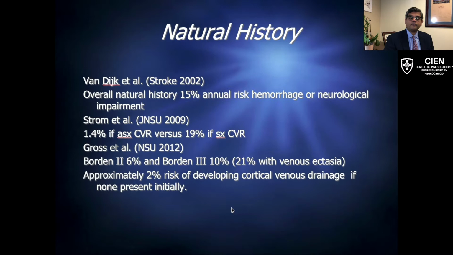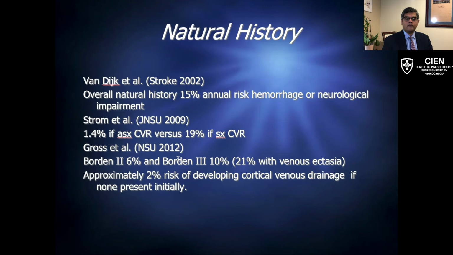And what is the natural history of this? If you really consider it, a lot of it depends on the drainage pattern. The overall natural history is a 15% annual risk of hemorrhage or neurological impairment. But that is the overall risk. If you don't have cortical venous drainage, the risk is much lower. The most recent study from Brad Gross from the University of Pittsburgh suggests that a Borden type 2 has a 6% risk and a Borden type 3 has a 10% risk, with a 21% risk if there is venous ectasia.